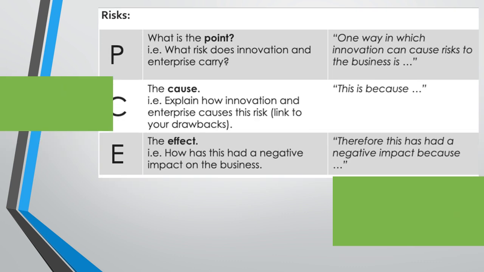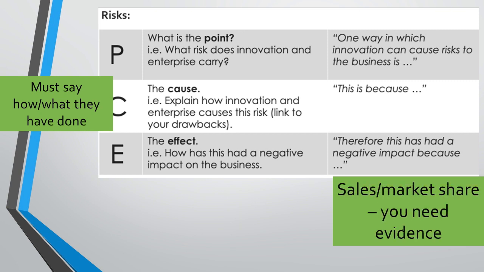The risks as well. What you need to do with this point is take your risk, again for the cause, say what the business has done, how innovation and enterprise has caused a risk. Obviously you'll link this back to your drawbacks that you did on your PowerPoint as well, but just make sure that you're saying what they've done. The ones that I've been reading are just not in enough detail and you're making assumptions that I understand about the business. Remember, I don't. You need to use lots of connectives and really get that analysis into your points.